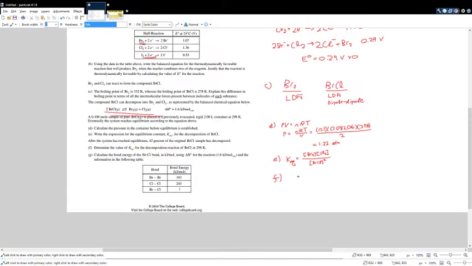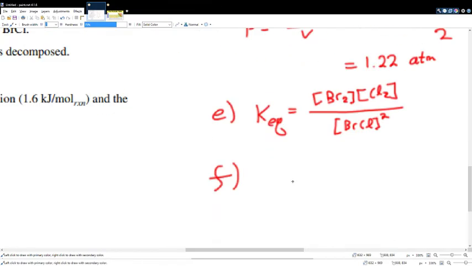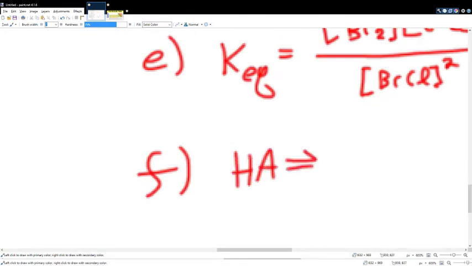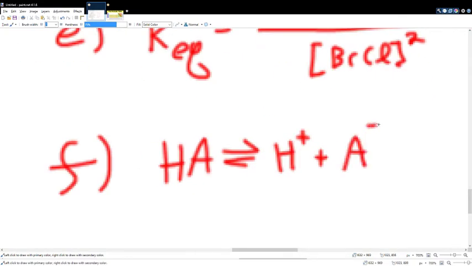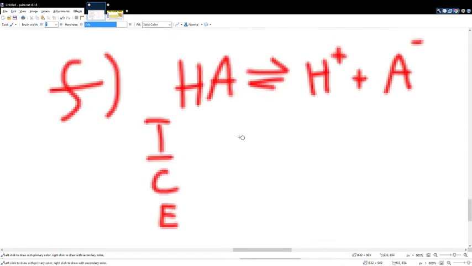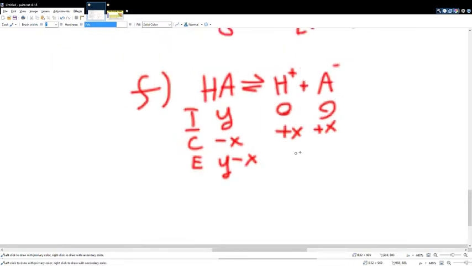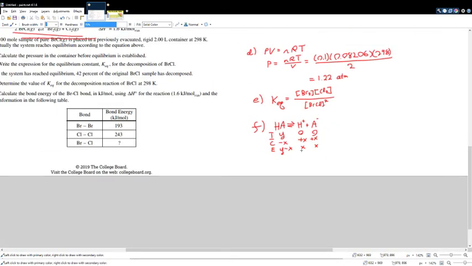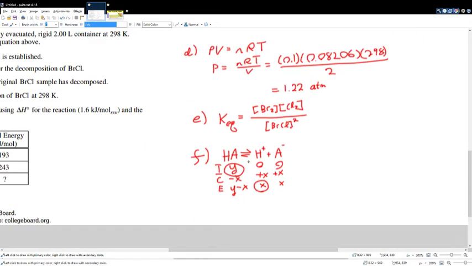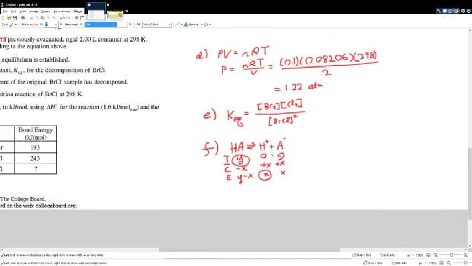Part F. The question says, after the system has reached equilibrium, 42% of the original BrCl sample has decomposed. This is kind of a weird question, because you have to logically make some leaps here. Percent decomposition, let's say for an acid HA dissolving into H plus and A minus, just as an analogy not related to the question: say you have some initial concentration, we'll call it y. The change would be minus x, plus x, plus x, and the equilibrium is y minus x, x, x. Now the percent decomposition would be simply this value over this value, because it's simply the ratio of how much it decomposed, by definition.